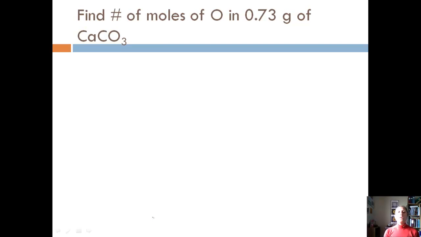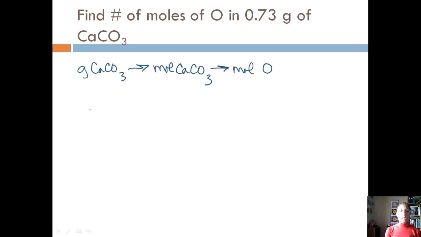All right, let's look at one more example. I want to find the number of moles of just oxygen in 0.73 grams of calcium carbonate. So I'm going to use calcium carbonate first, and then I'm going to break it up into just the oxygen. So I'm going to start with grams of calcium carbonate. I know that I need to go to moles of calcium carbonate first because that's kind of my only option. If you're ever stuck on a problem, go to moles first, and then hopefully you can figure it out from there. Now that I'm in moles of calcium carbonate, it should be easy to go to moles of oxygen through a ratio. Okay, and we'll show you how to do that.